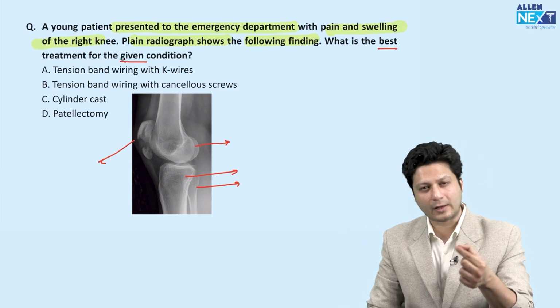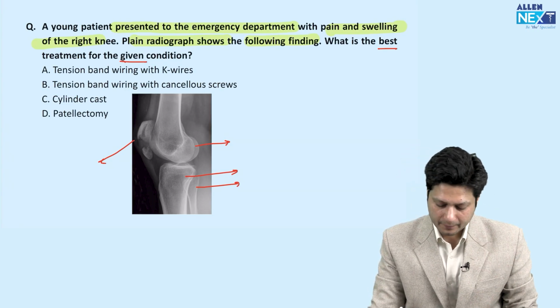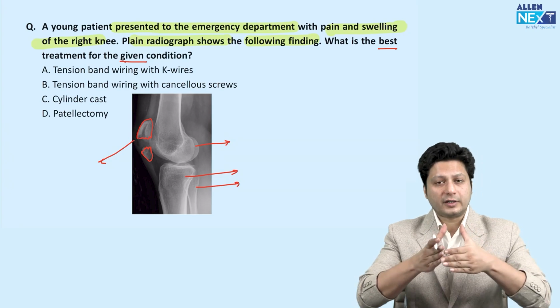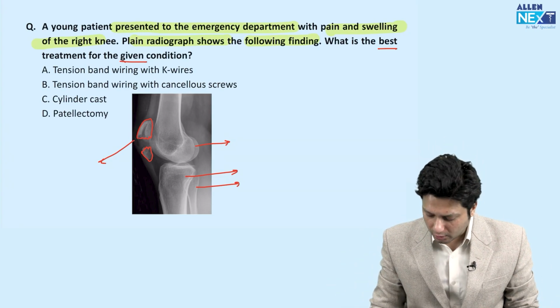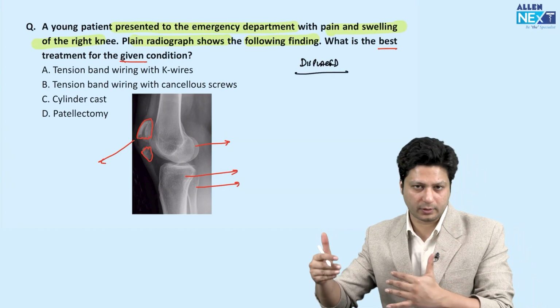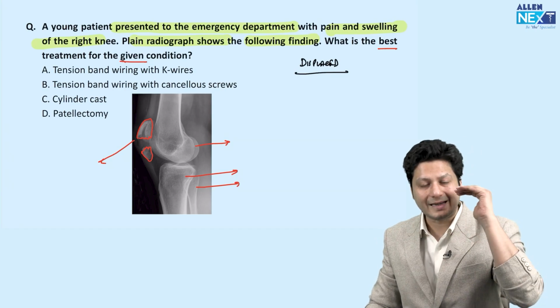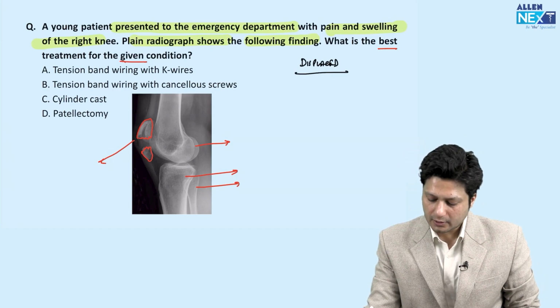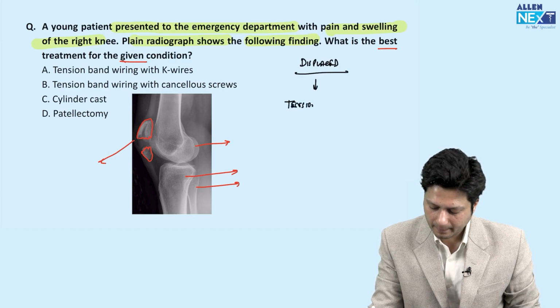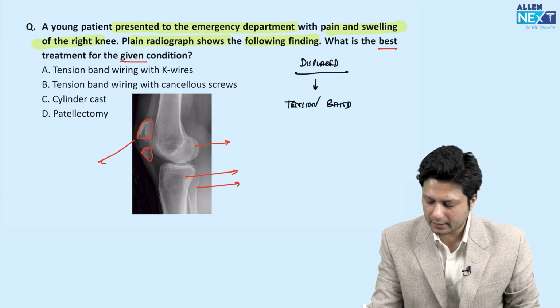Now, in this case, as it is very clearly evident, there is a fracture of the patella. All right. So there is a displaced fracture of the patella, and all of you are aware of the fact that if there is a displaced fracture of the patella, which doesn't seem to be comminuted, it seems to be a transversely displaced fracture of the patella, the management is by tension band wiring. The management has to be done by tension band wiring.